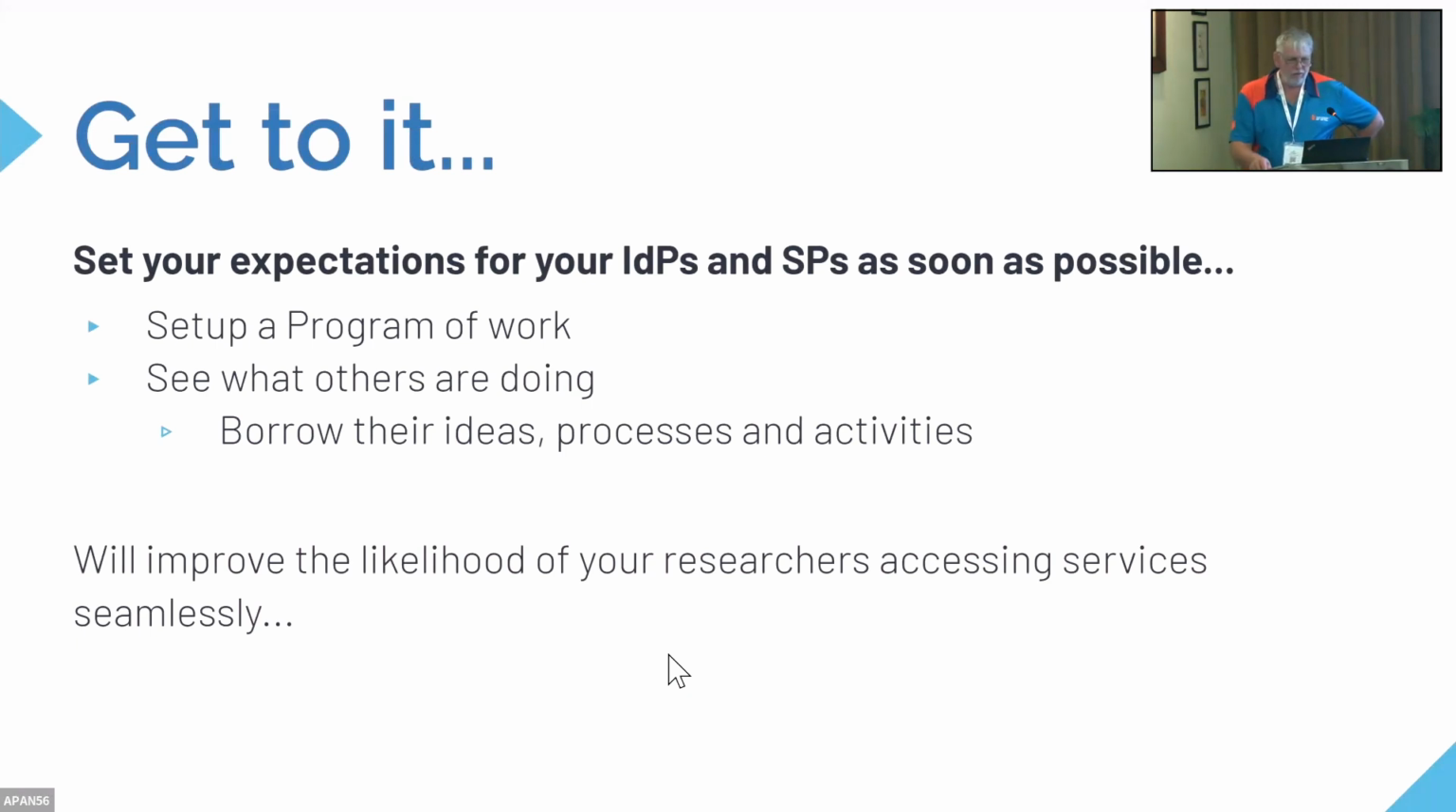Set your expectations for your IDPs and SPs as soon as possible. The sooner you get them thinking about this stuff, the sooner you'll get the job done. Set up a program of work, see what others are doing, steal their ideas, jump on the chats and find out what others are doing and get ideas from them. This will improve the likelihood of your researchers accessing services seamlessly and will also increase the trust in your federation.